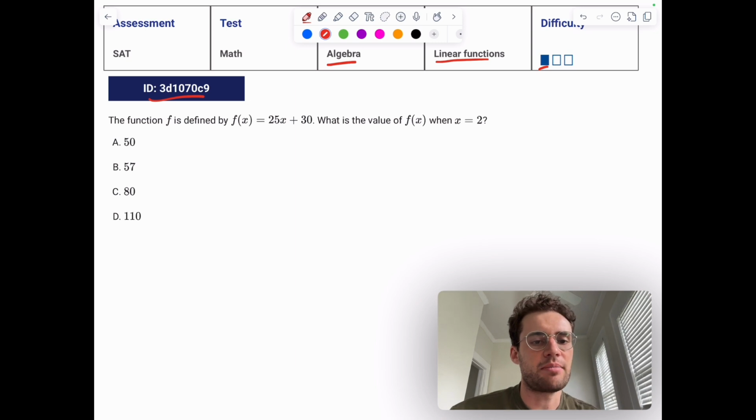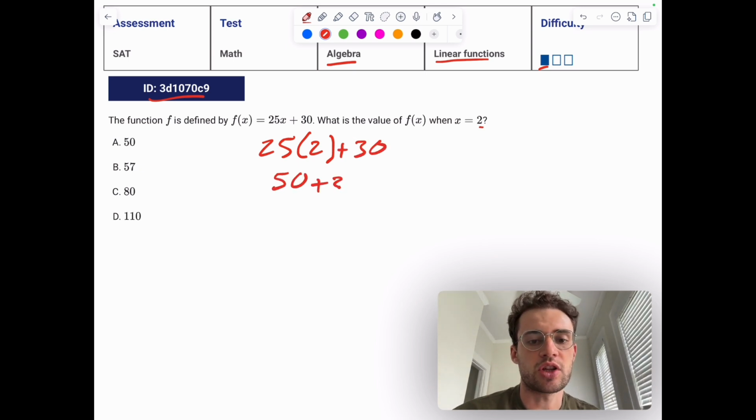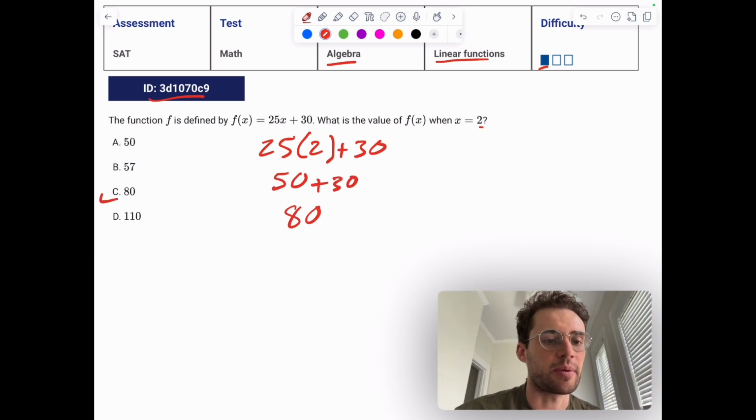Function f is defined by f of x equals 25x plus 30. What is the value of f of x when x equals 2? So this just means we're plugging in 2 for x in this equation, so it's 25 times 2 plus 30. 25 times 2 is 50. 50 plus 30 will give us 80. So that will be option C.